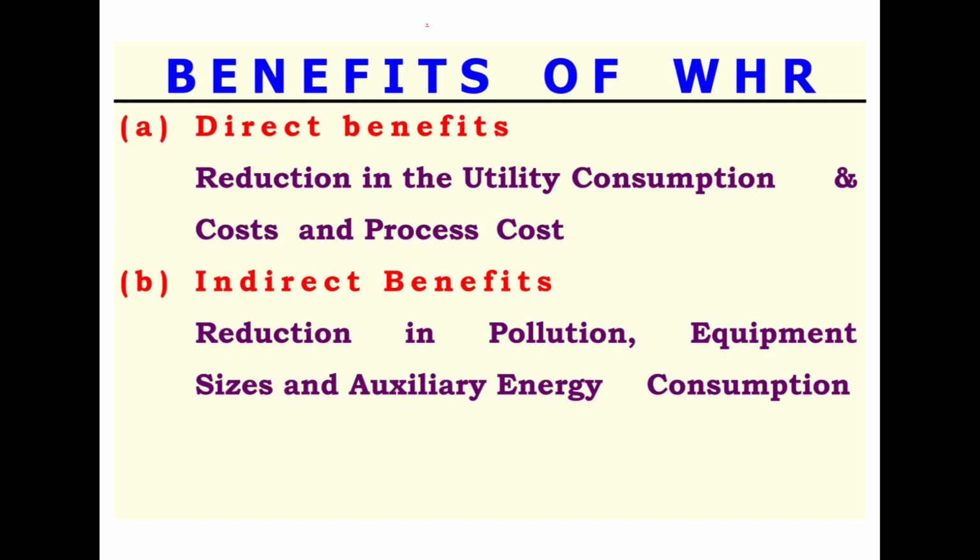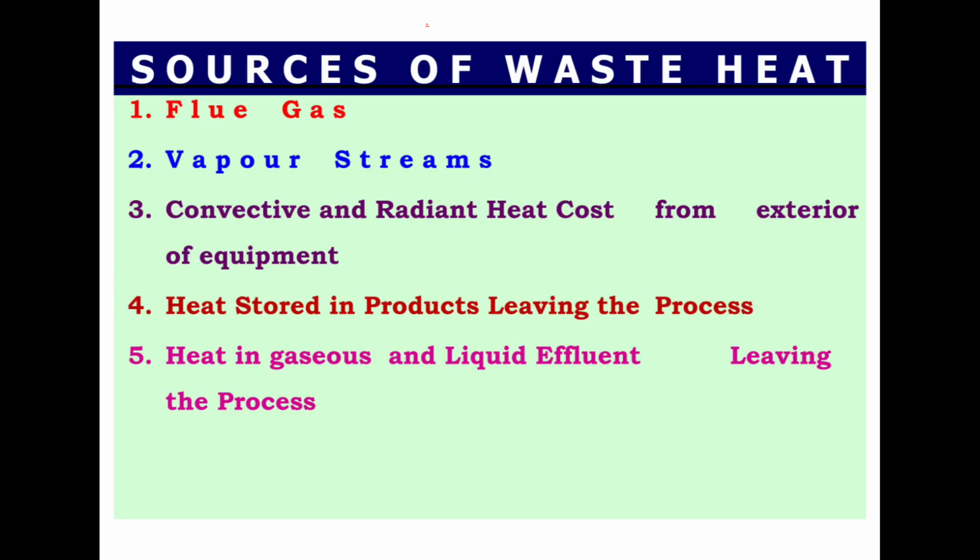Benefits of WHR. The direct benefit is the reduction in utility consumption and costs and the process cost. Indirect benefits will be the reduction in pollution, equipment size, and auxiliary energy consumption. Sources of waste heat: flue gas, vapor streams, convective and radiant heat from the exterior of equipment, heat stored in products leaving the process, heat in gaseous and liquid effluent leaving the process.